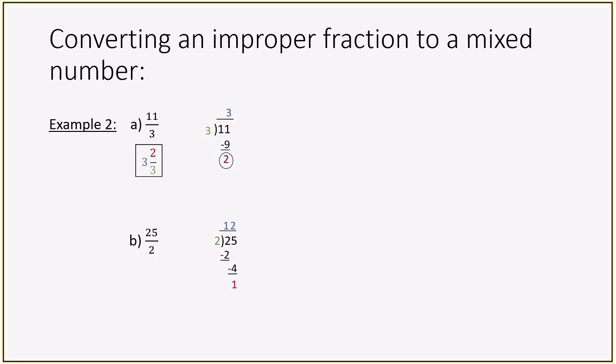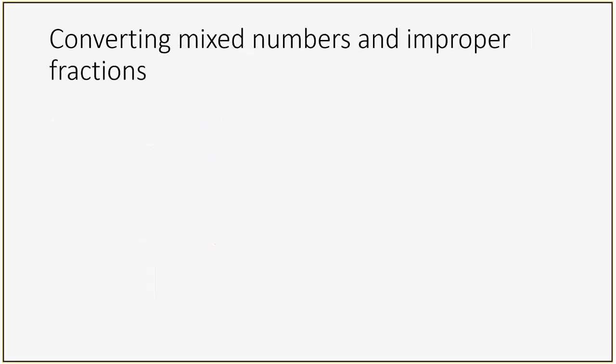Again, now I'm going to take all of these pieces of information and combine them to make my final mixed number. The blue part, the quotient or result, is going to be my whole number. The 2 is going to be the bottom of my fraction, the denominator, and the 1 will be my numerator. So I put all the pieces together and I get 12 and 1/2.